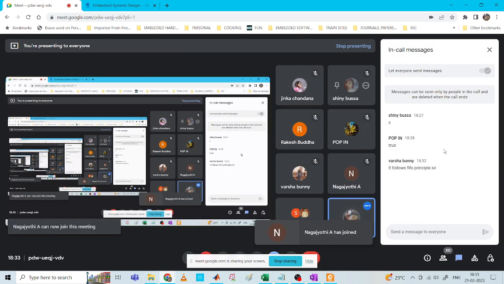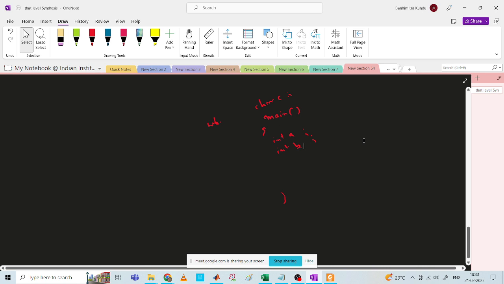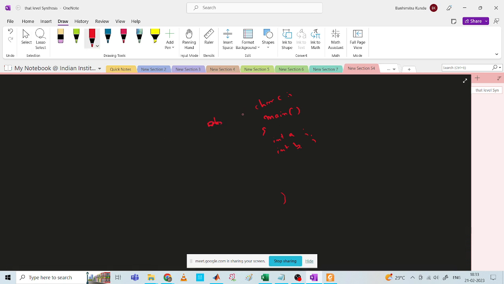Can anyone tell me? Suppose you have written a program like this. So this is a global variable, and these are local variables. So which portion will go to RAM and which portion will go to stack?